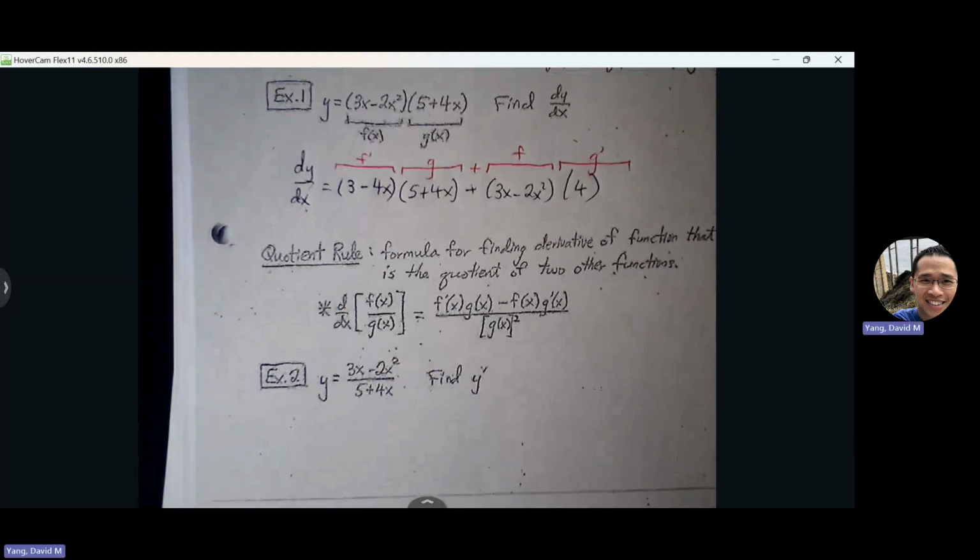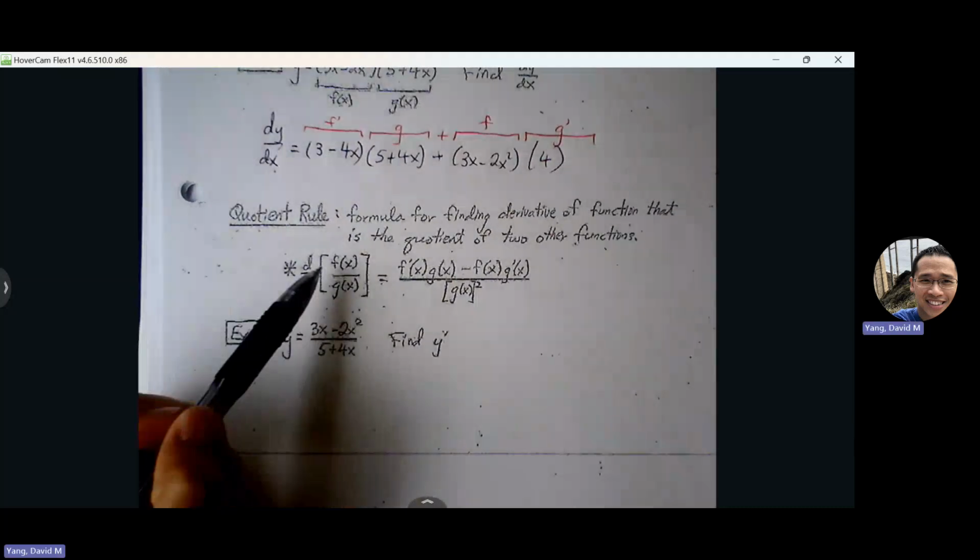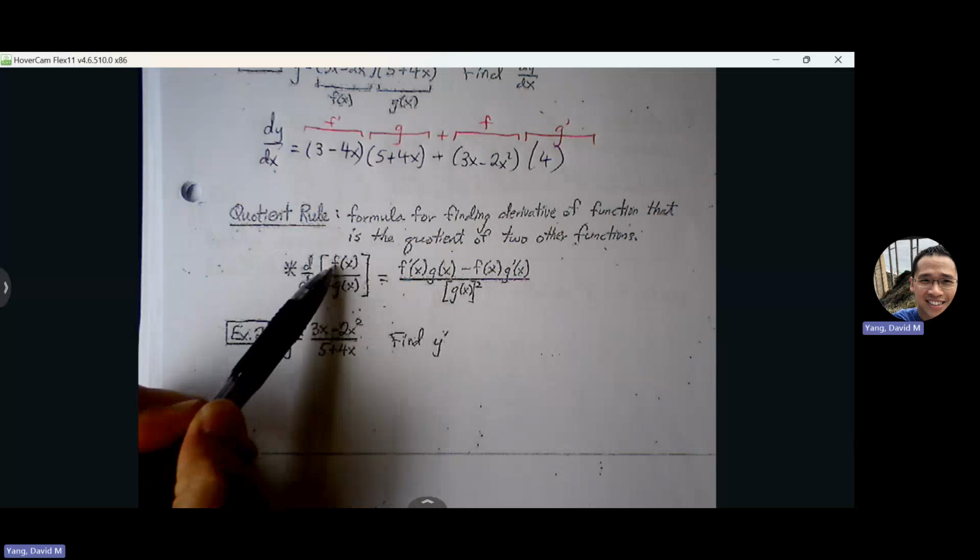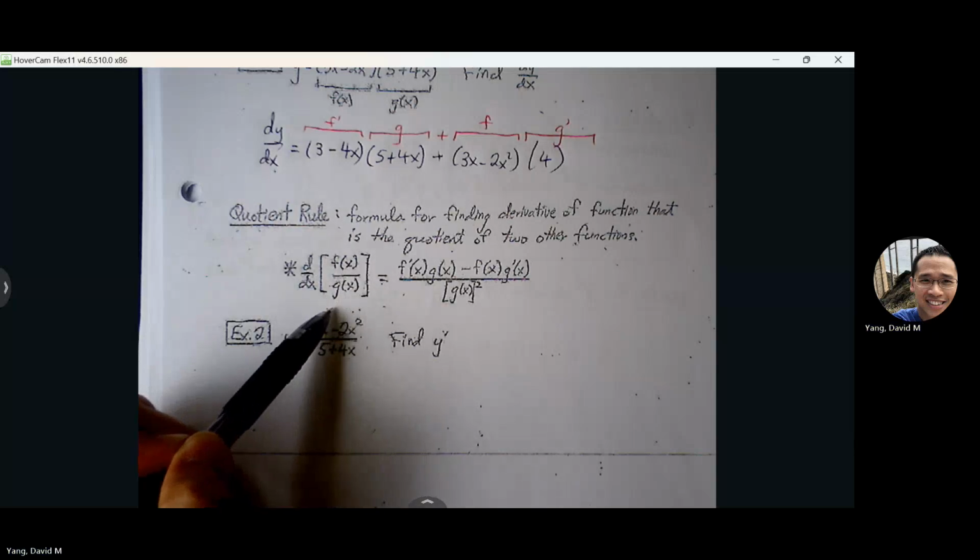Next up, quotient rule. Quotient rule is if I'm trying to find the derivative of two expressions that are being divided by one another.